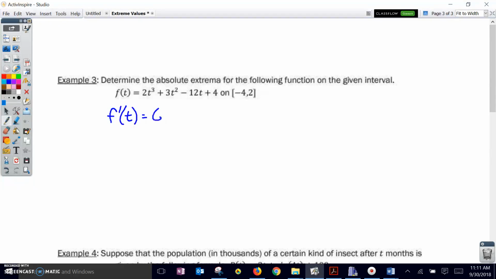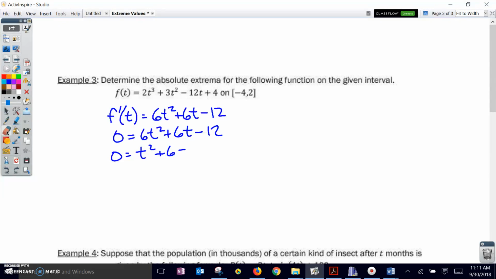F prime of t here is equal to 6t squared plus 6t minus 12. I set this equal to 0. I'm going to go ahead and solve this equation. I can, of course, if I have a calculator handy, use my calculator to solve this, but I'm just going to solve it by hand. It's going to be t squared plus t minus 2, which factors as t plus 2 times t minus 1. So the derivative is equal to 0 at t equals negative 2 and at t equals 1, and both of those critical points are in the interval.